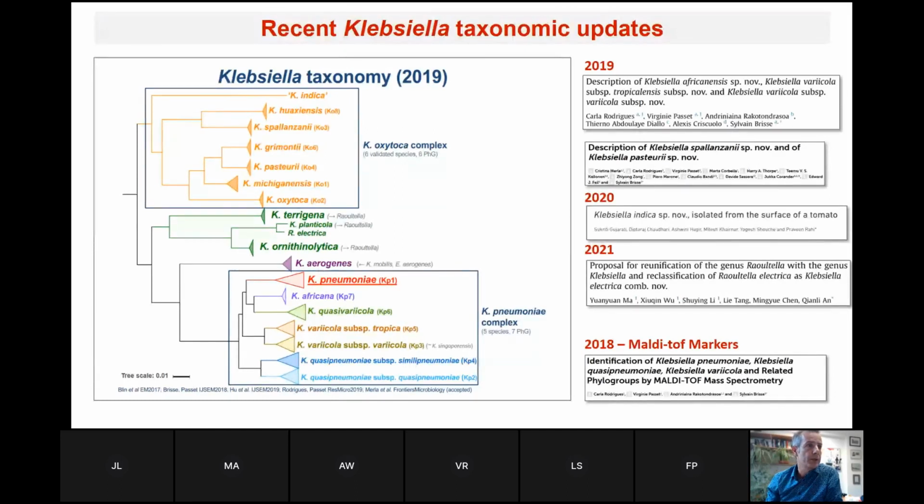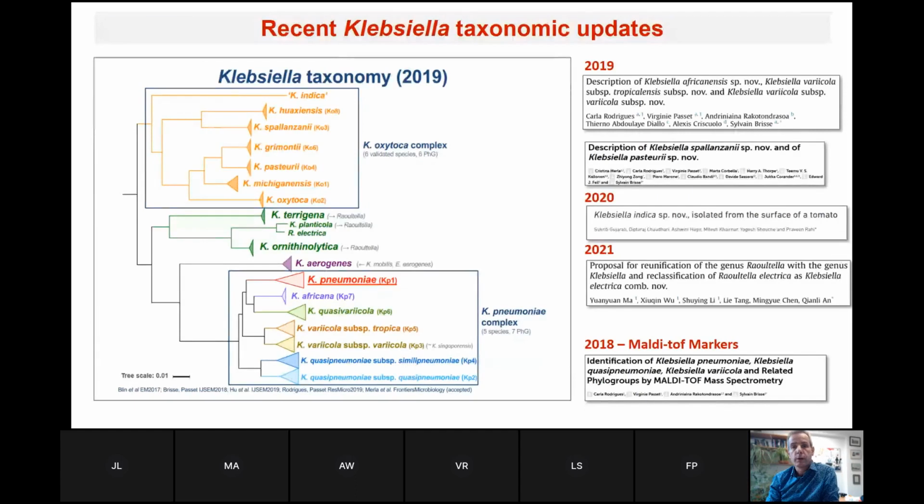And these have been split into a number of different species that you can see here. Some of these species are actually very closely related, for example, grimontii, pasteurii, and michiganensis. Also, the genus Klebsiella had been split into Klebsiella and Raoultella, but recently there was a proposal to reunify Raoultella into Klebsiella and to abandon the genus Raoultella.